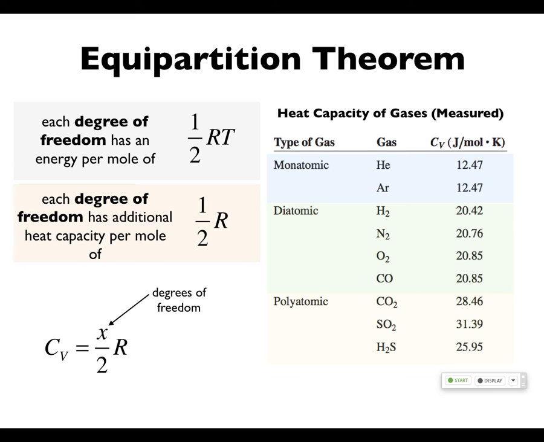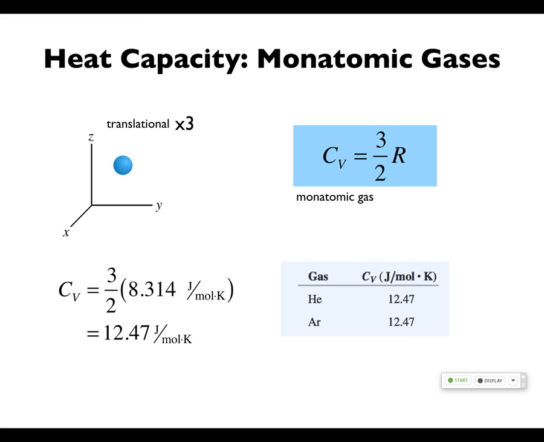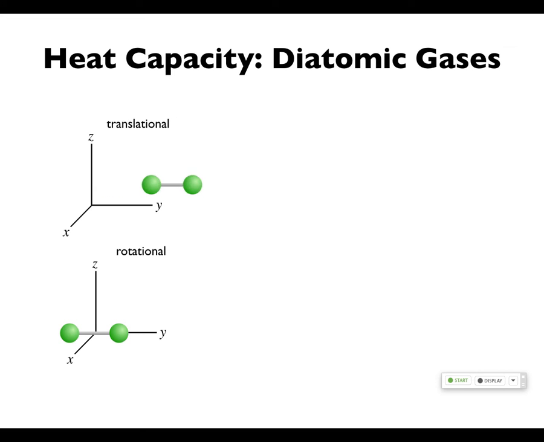For diatomic, let's actually have a whole slide on here. Monatomic gases can translate in the x, y, and z direction, so you have 3/2 R. Diatomic, you can translate in x, y, and z, and you can also rotate. You can rotate around the x, you can rotate around the y. But if you rotate along the axis of the molecule, it doesn't really matter because it's hard to tell. So you only get 2 from rotation.